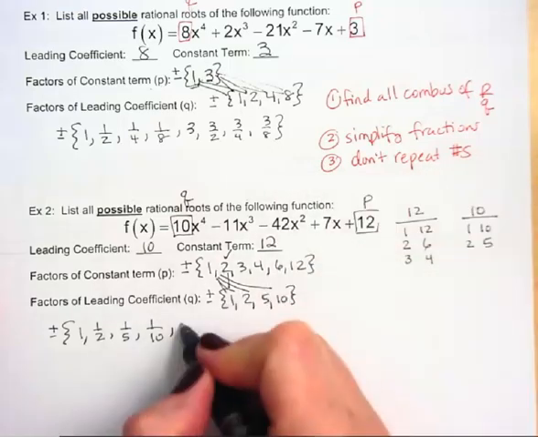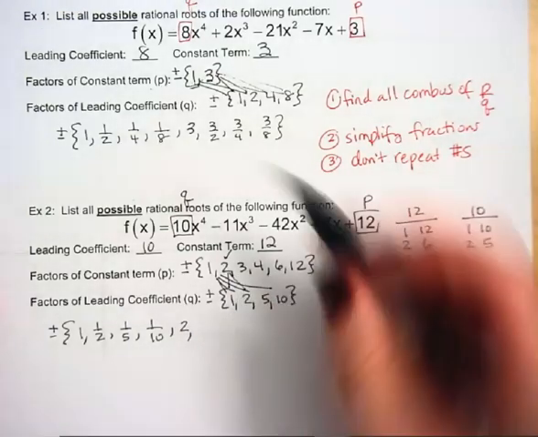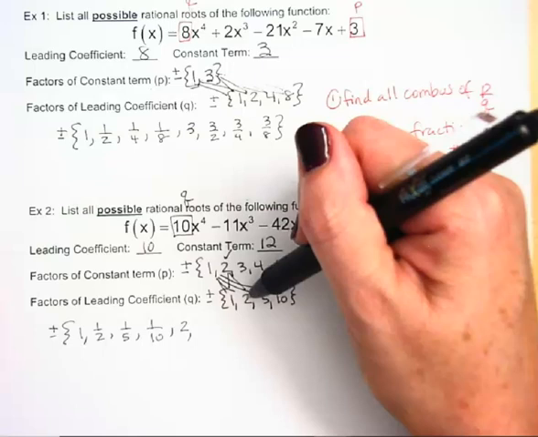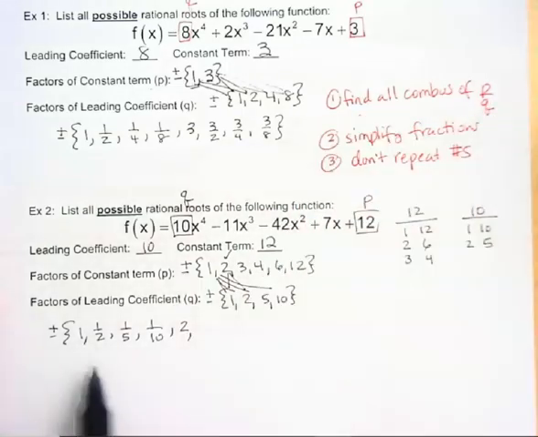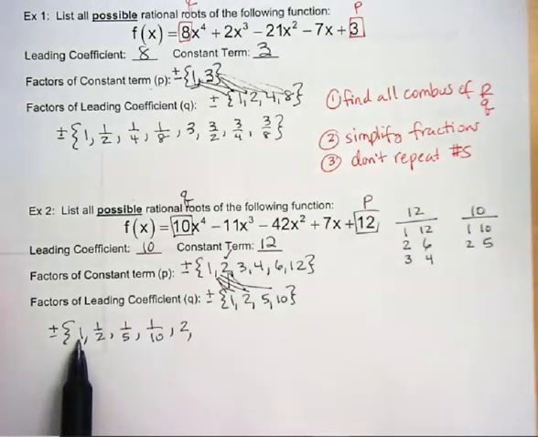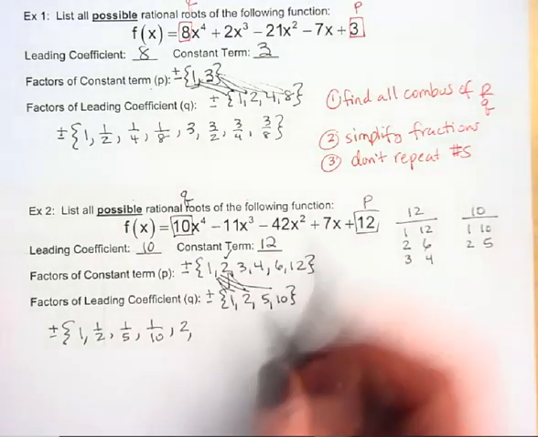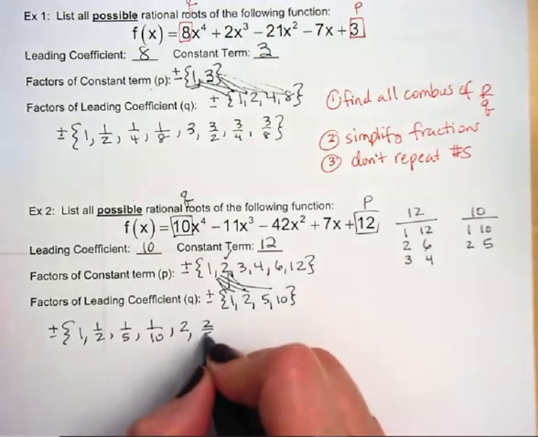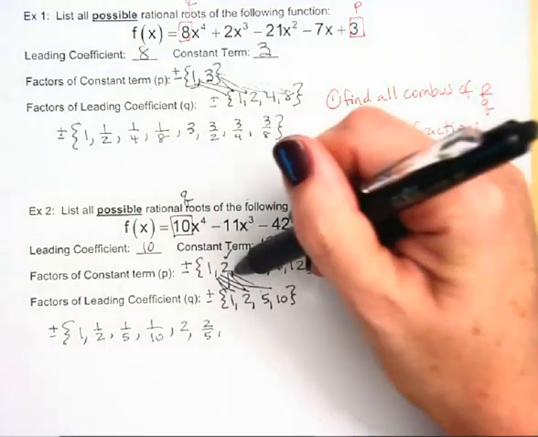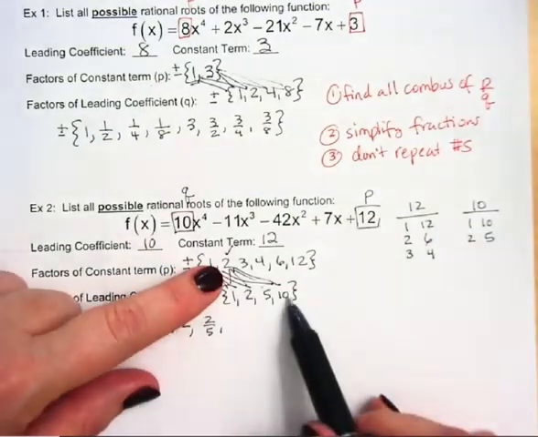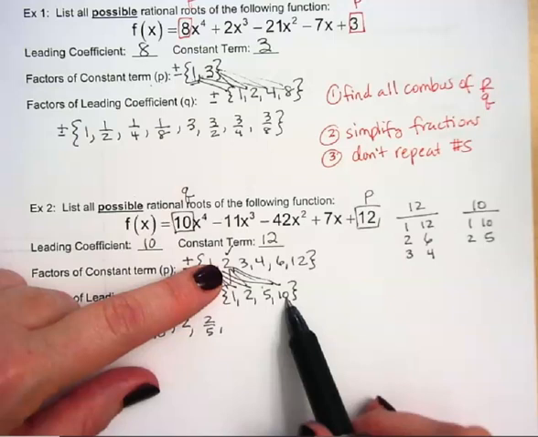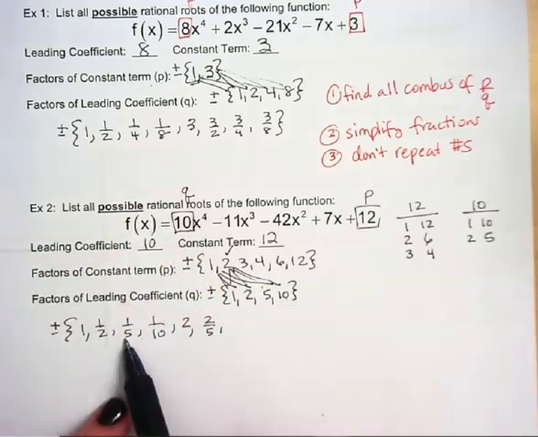2 over 1 is 2. 2 over 2, so 2 over 2 simplifies to 1, which I already have, so I don't need to write that again. And then I have 2 over 5. And then I have 2 over 10, which simplifies to 1/5, and I already have that here. So I'm not going to write it again.